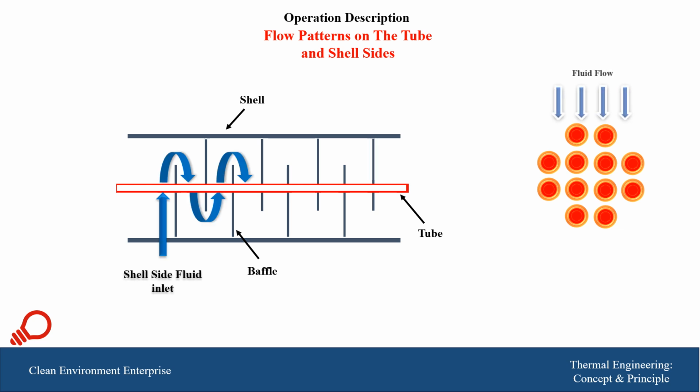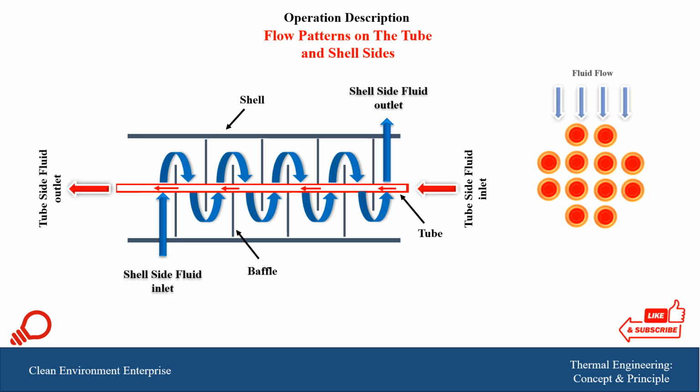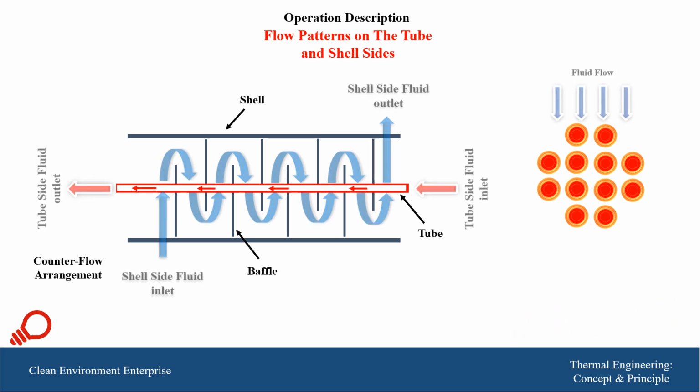We have inlet and then the fluid passes between these baffles, and at the end exits on the other side of the heat exchanger. And we have two fluids, the blue one on the shell side and the red passing in the tubes. And we have a complete or a true counter flow and cross flow for this type of arrangement.